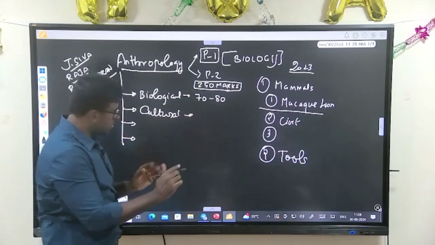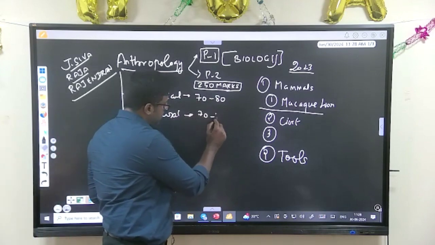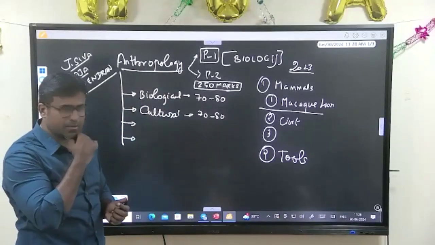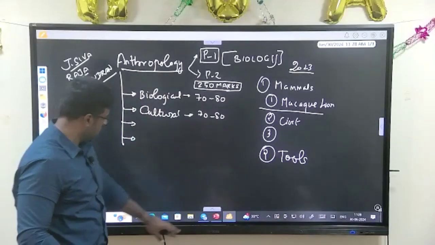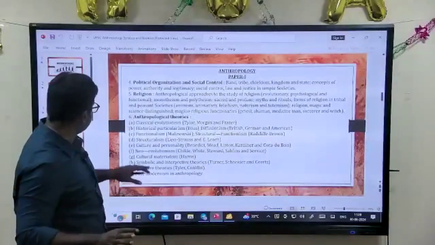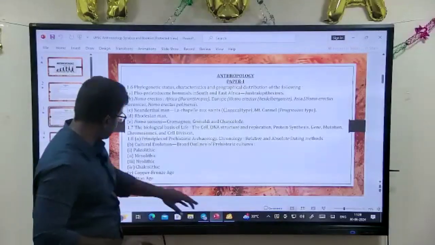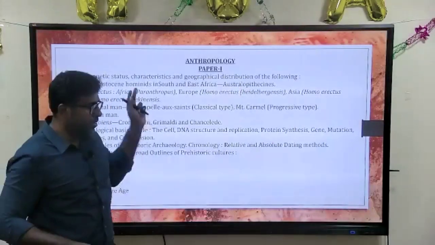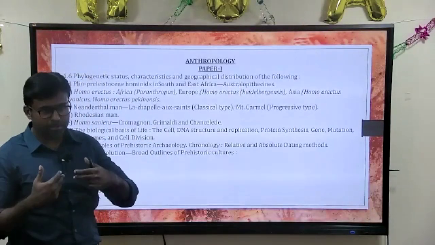This also holds some maximum weightage, some 60 to 70 to 80. You keep it as 60. This part is the next most important syllabus, I would say. In this, so many other things are also there.